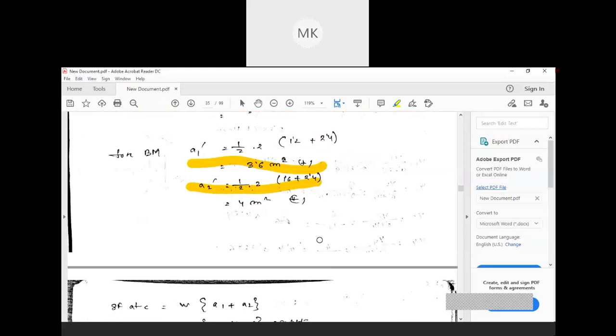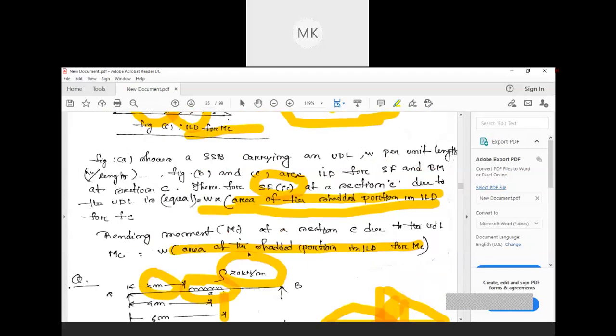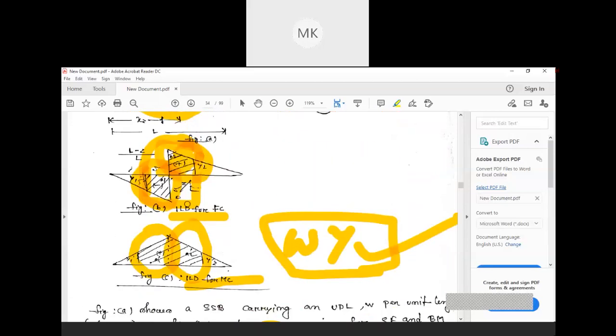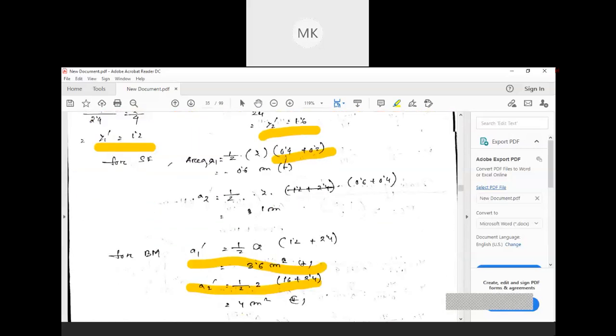After this, we need to follow the condition given: W into the area of the shaded portion for finding the SF, and W into the area of the shaded portion for finding the bending moment. But remember which area we need to consider. For the SF we need to consider this, and for the bending moment we need to consider this figure.